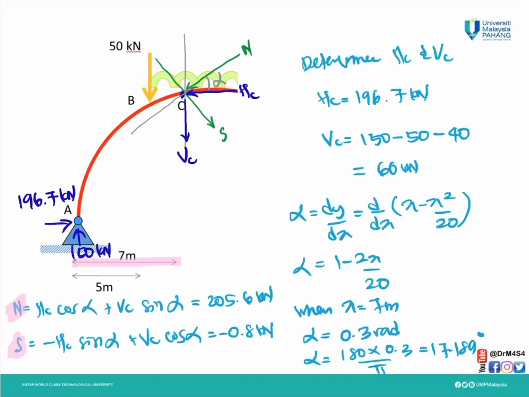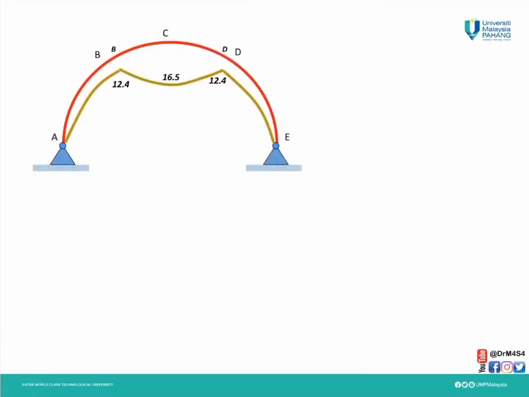Now we need to draw our bending moment diagram for our arch. So we know at the middle will be the maximum, which is at point C. And also, since we have a point load at B, we need to find the bending moment at point B. By calculating the moment at B and also the moment at the middle, which is moment at C, this is the bending moment diagram for our arch.